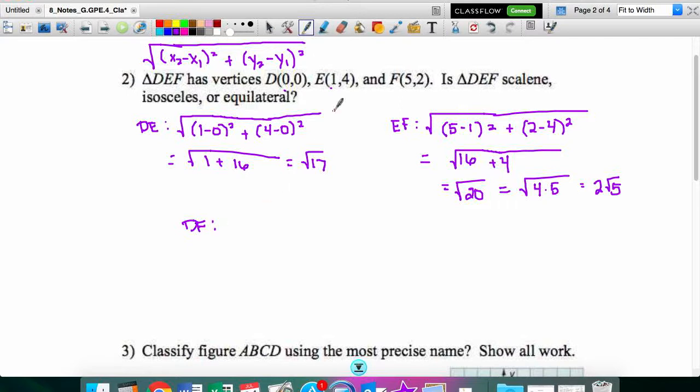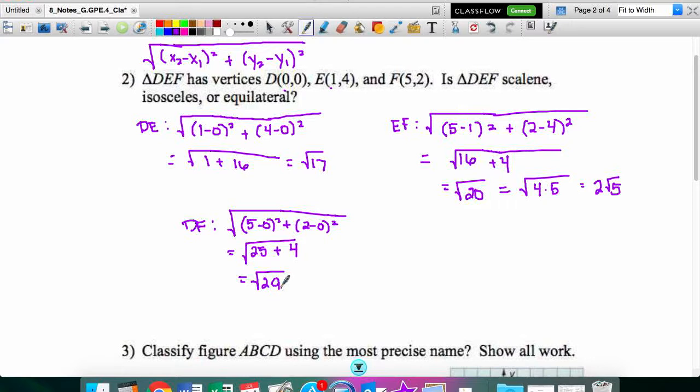So for DF, we're looking at the points D, 0, 0, and F, 5, 2. Doing the distance formula, we have difference of x's. Our two x's are 0 and 5, so just subtract them. 5 minus 0. Subtract your y's, 0 and 2, 2 minus 0, and simplify. 5 minus 0 is 5 squared, it's 25. 2 minus 0, 2 squared gives you 4, all underneath the square root. Add those together and you get 29.